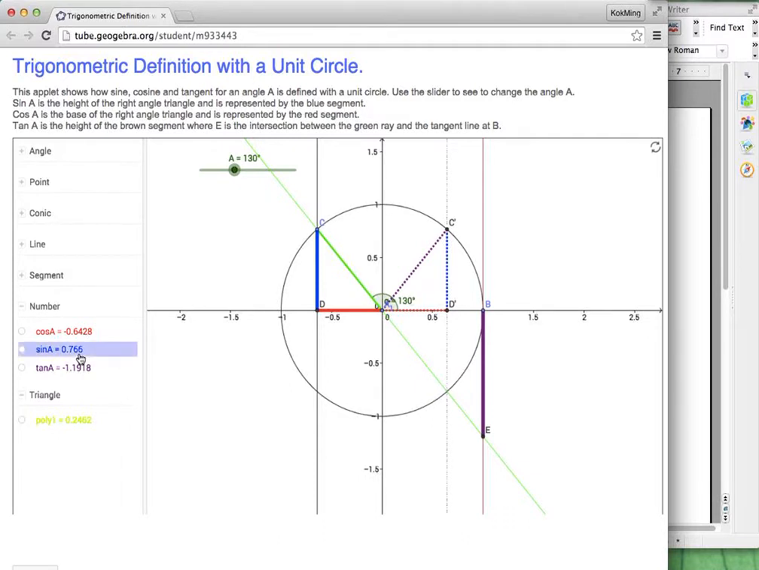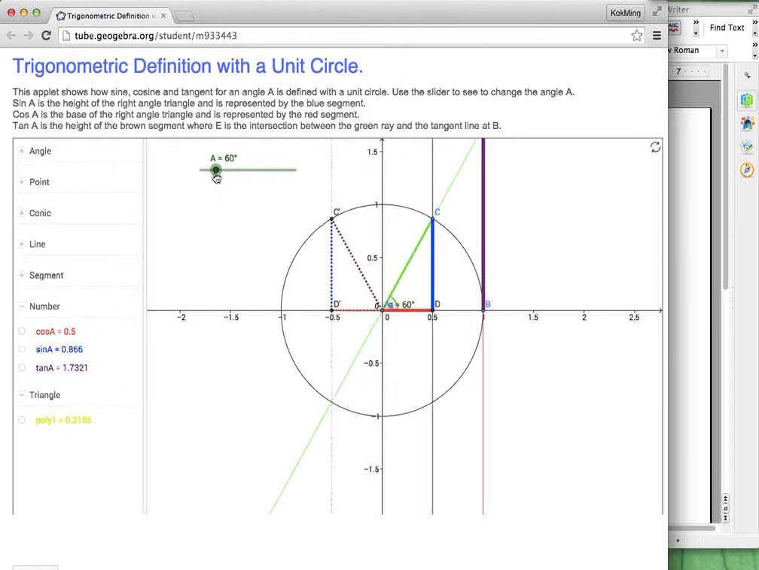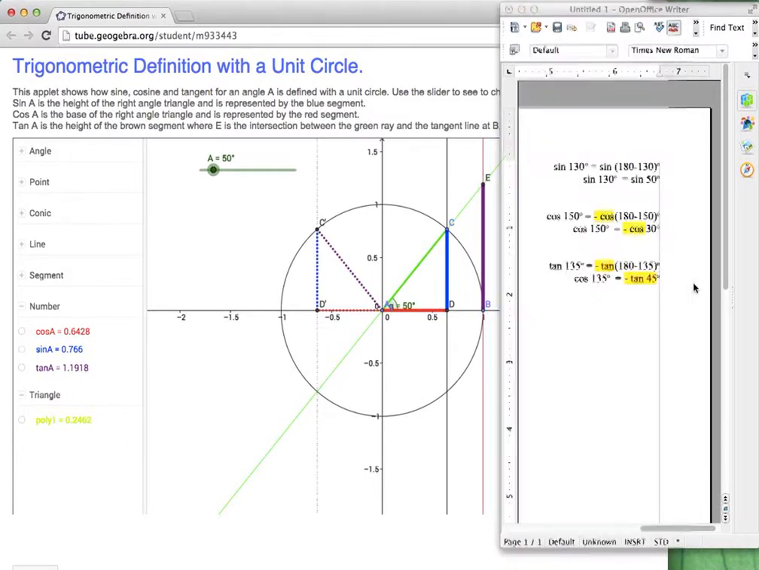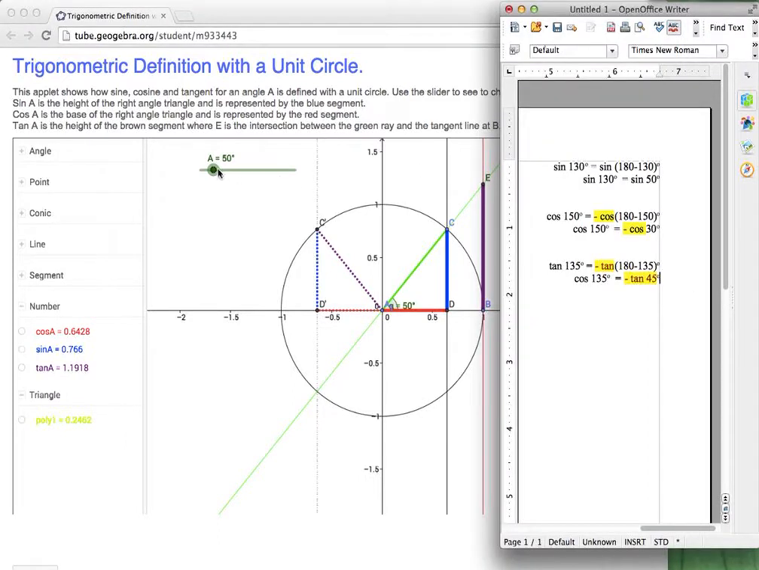So remember 0.766, let's check again. Is this true for 50 degrees? If I go back to 50, do I get back the same thing? 0.766. So I exchange position. See that? This height and that height are exactly the same, the blue one. So what we have then is this: sine 50 degrees is the same as sine 130 degrees, because sine 130 is sine of 180 minus 130.